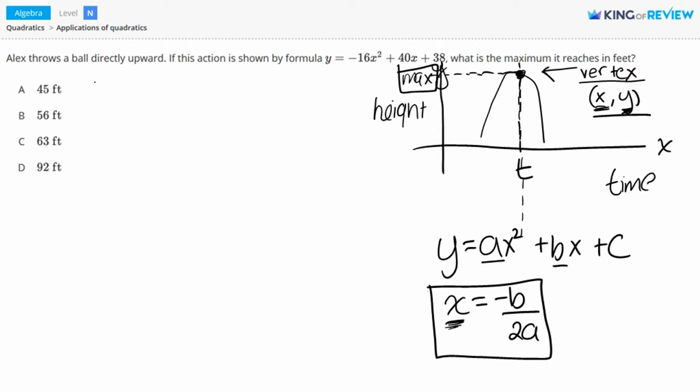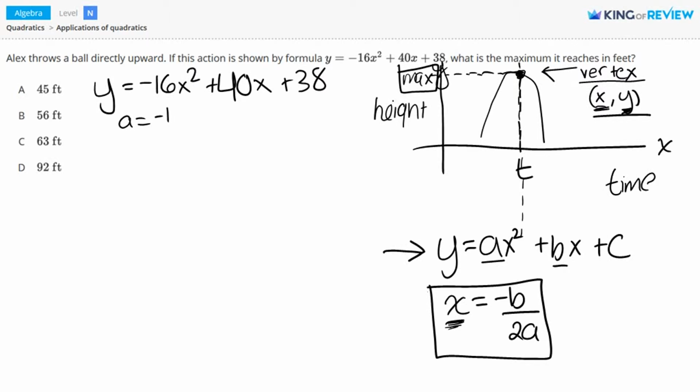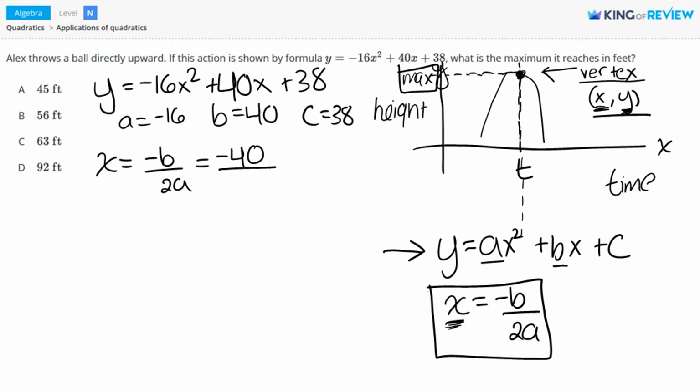So let's look at our equation. y equals negative 16x squared plus 40x plus 38. This equation is in this format. So a equals negative 16, b equals 40, and c equals 38. So the axis of symmetry is x equals negative b over 2a. We have negative 40 divided by 2 times negative 16. This is negative 40 over negative 32, and this equals 1.25.